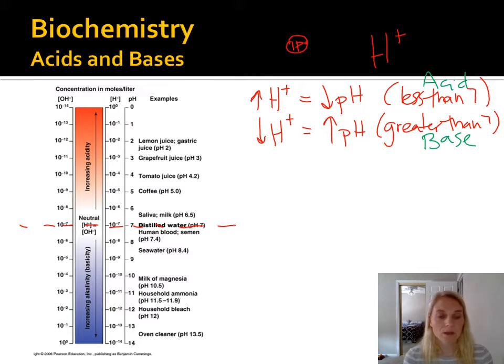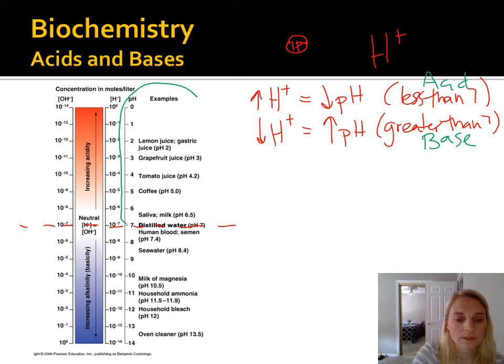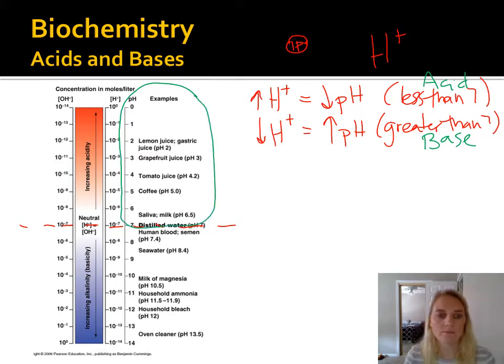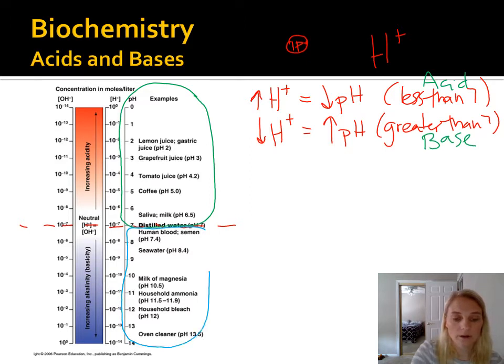Here this side is 0 to 7, or 6.9. Those are our examples of acids, like lemon juice, gastric acid, tomato juice, coffee, saliva, milk. These are all slightly acidic to really acidic. On the other side, blood, ocean water, milk of magnesia, ammonia, bleach, oven cleaner, these are all bases. They have lower concentrations of hydrogen ions. Okay. Acids, bases.